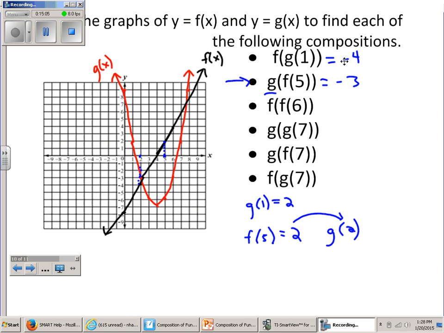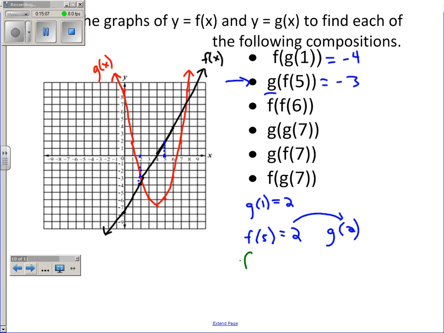All right, let's do f of f of 6. So I want to find f of 6 first. So I go to 6 on the x-axis. I go up till I hit the f of x graph, which is at 4. So now I want to find f of 4. I get f from the outside here, and I get the 4 from my previous answer. So I go to 4 on the x-axis. Notice that I'm already hitting the f of x graph, so that means my y-coordinate is 0.